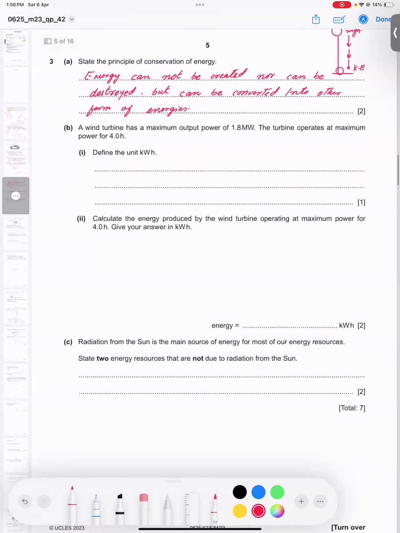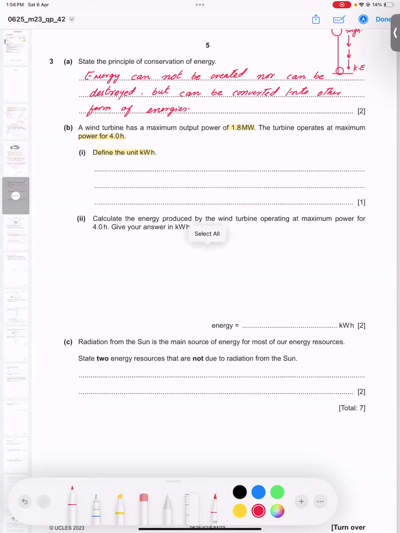Part number B of the question. The examiner says that a wind turbine has a maximum output power of 1.8 megawatt and the turbine operates at maximum power for 4 hours. Define the unit kilowatt hour.